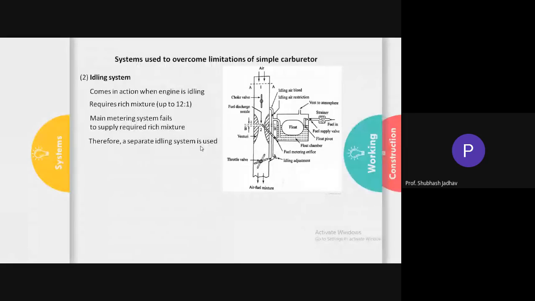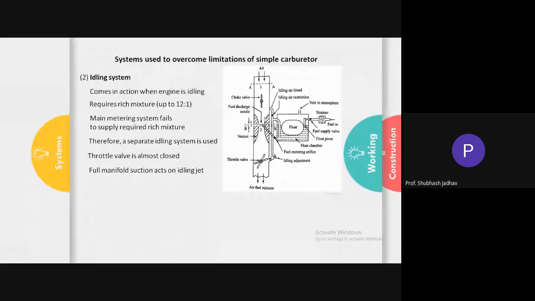So let us see what this particular system is supposed to do. A separate idling system is used, and the throttle valve is almost closed. This particular valve is almost closed in this condition. Full manifold suction is acting on the idling jet. Suction is acting over here, but here it is not able to. So here it is written wrong. It is unable to act on the throttle side.